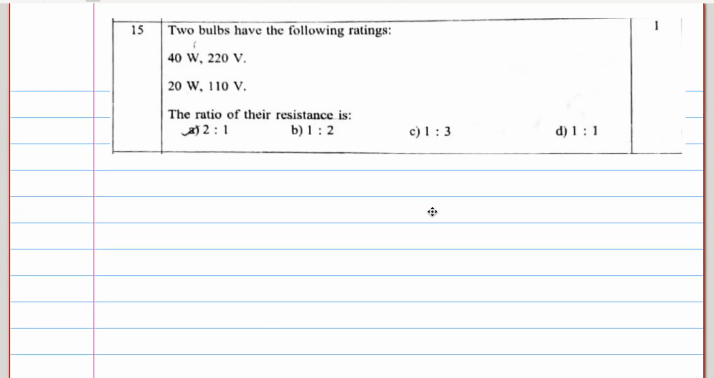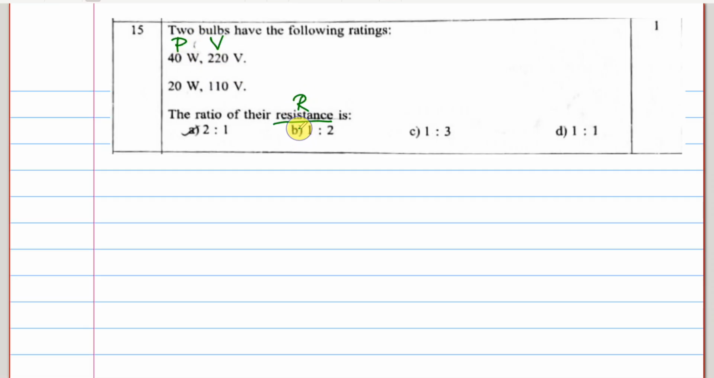Next question, question 15. Two bulbs have the following ratings. They are asking for the ratio of their resistances, not just resistance. Let us find out what they have given us. They have given us watts and volts. Watt is the unit for power, and volt is the unit for voltage or potential difference, denoted by V. So they have given us power P, voltage V, and they are talking about resistance R.